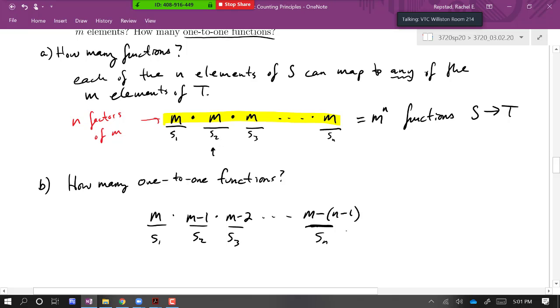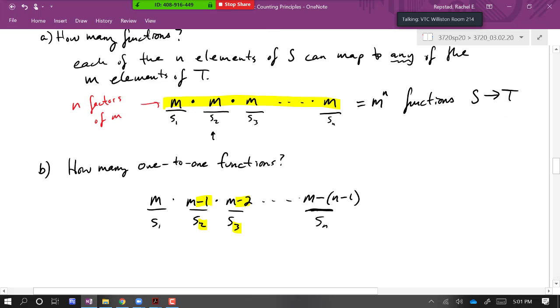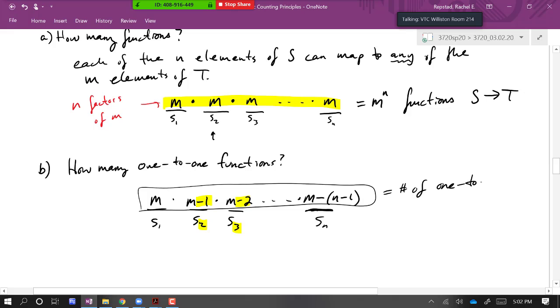Yep, we're subtracting, and we're just sort of noticing this pattern, right? S2 was m minus 1, S3 was m minus 2. So that just continues. And then we just multiply these together. So whatever this product is, that's the number of one-to-one functions.